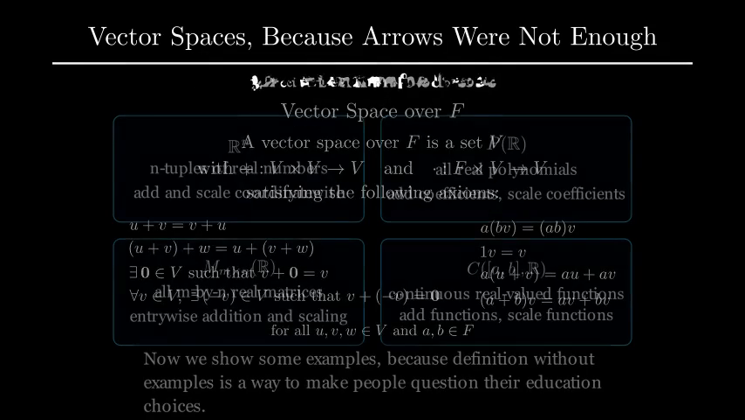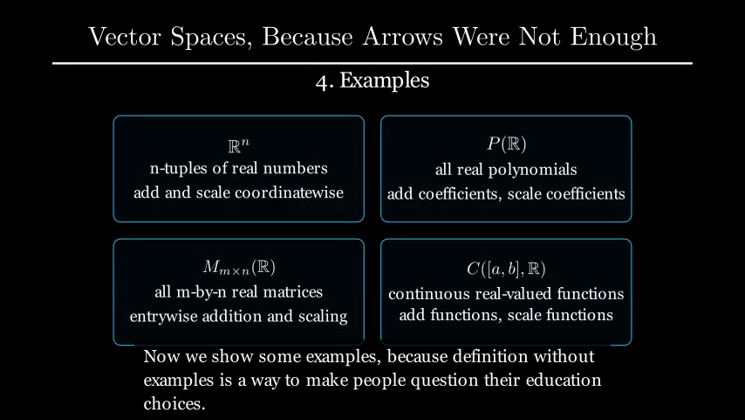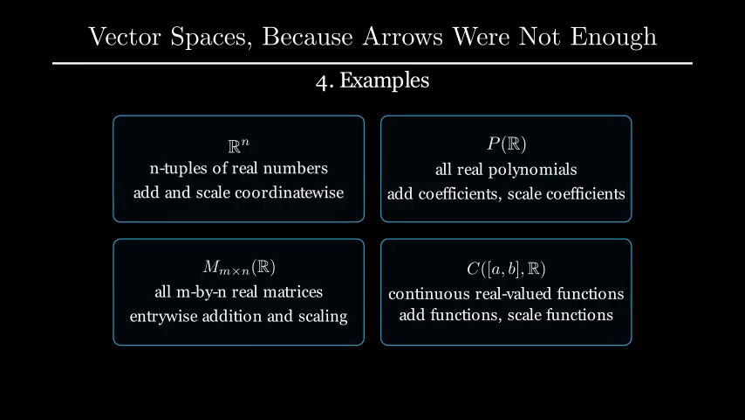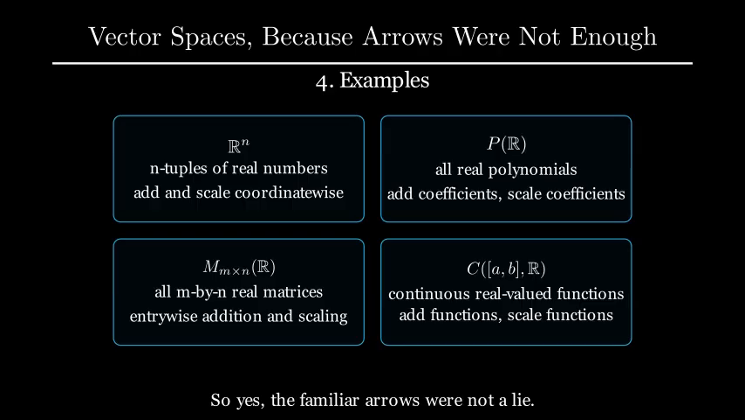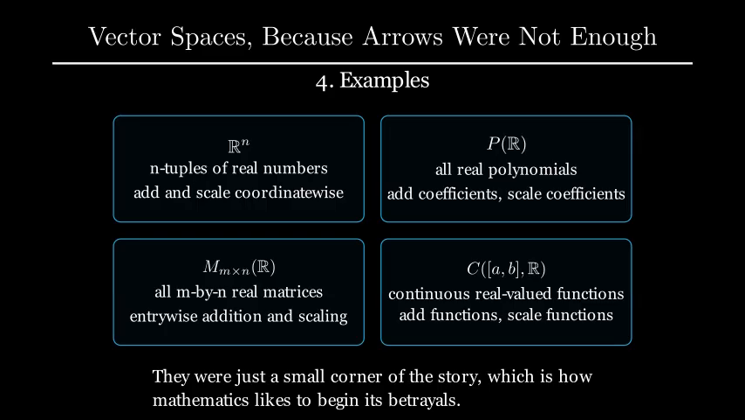Now we show some examples. Because definition without examples is a way to make people question their education choices. The standard example is Rn. These are ordinary coordinate vectors. So yes, the familiar arrows were not a lie. They were just a small corner of the story, which is how mathematics likes to begin its betrayals.